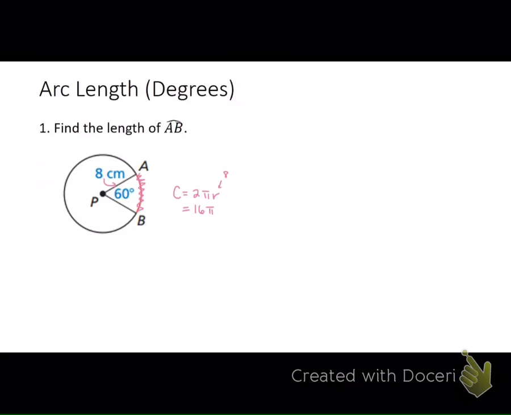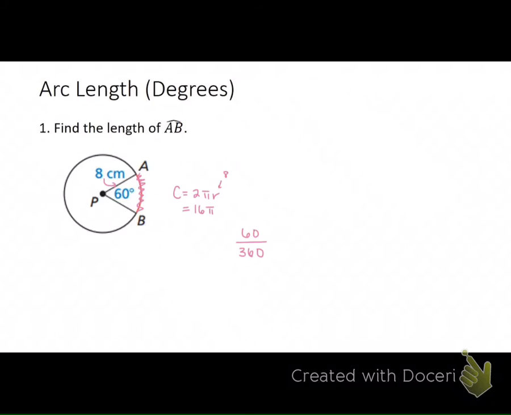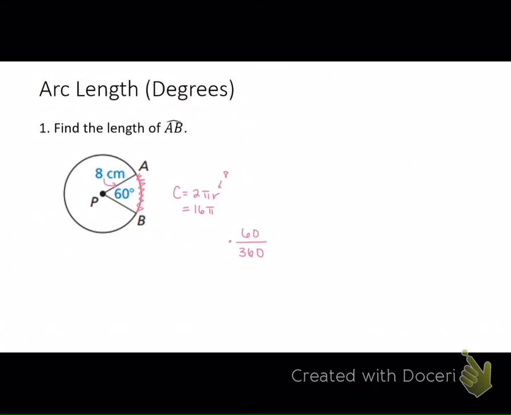Okay, so let's think about this now. If this is 16 pi all the way around and I just want to find the part of it, we know that the central angle is the same as the arc, right? So that's 60 degrees out of the whole 360. A whole entire circle is 360, so it's part over whole. Do you guys see that? And if we multiply that by our circumference, we can figure out what our answer is.